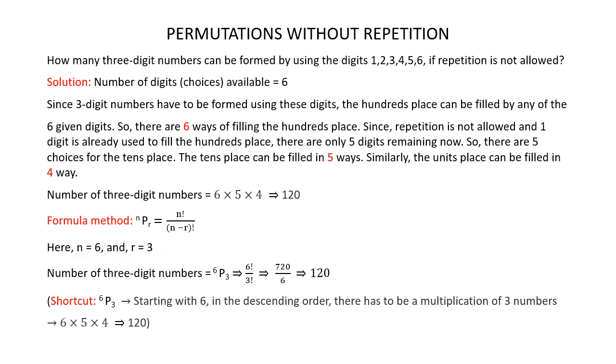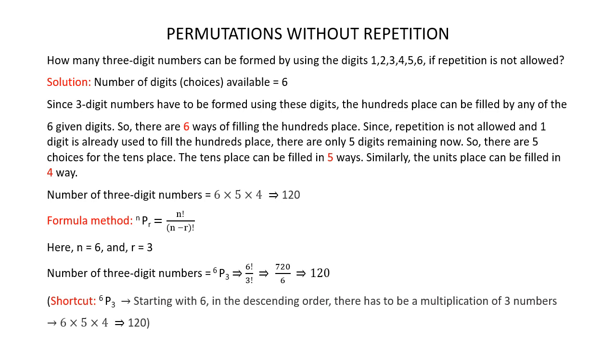Substituting this in the formula, we get the number of 3-digit numbers as 6P3, which is 6 factorial divided by 6 minus 3 factorial, which is nothing but 6 factorial divided by 3 factorial. Now 6 factorial is 720 and 3 factorial is 6. So 720 divided by 6 is nothing but 120.